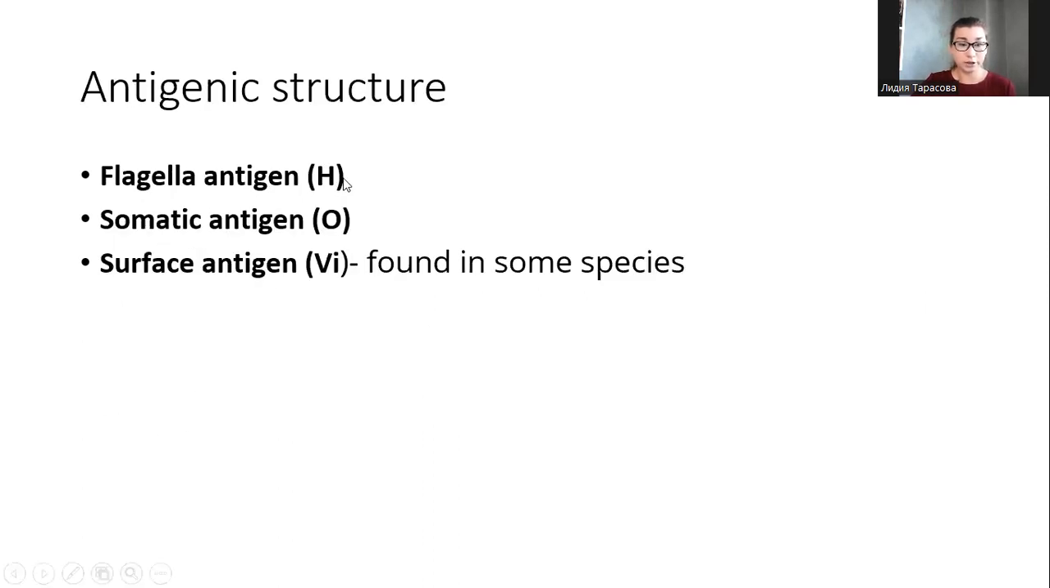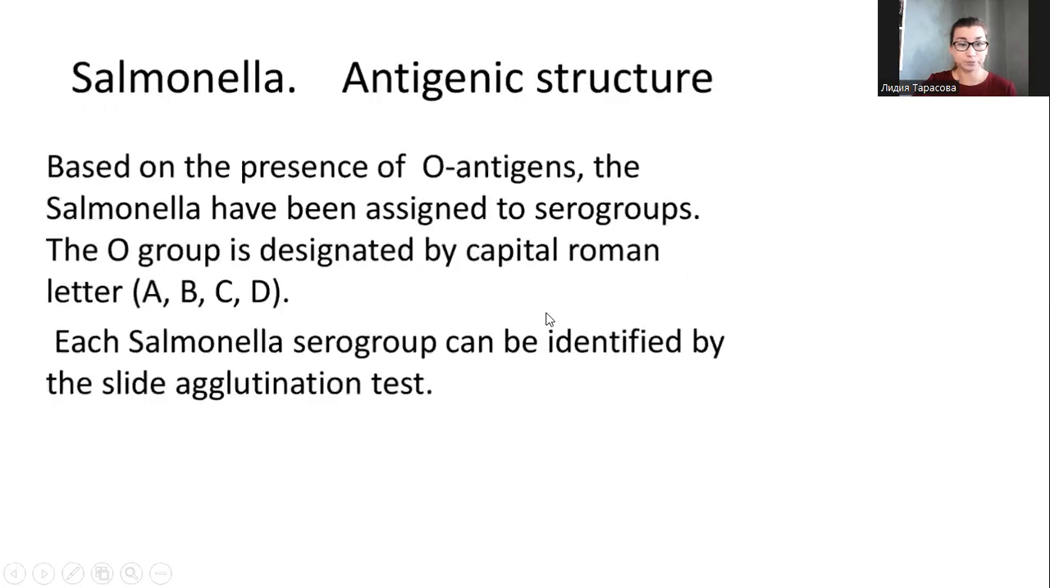Antigenic structure: flagellar antigen H, somatic antigen O, and surface antigen Vi, found in some species. The Salmonella antigenic structure is based on the presence of O antigen. Salmonella have been assigned to serogroups. The O group is designated by capital Roman letters A, B, C, D. So by O antigen, all Salmonella are divided into the four groups A, B, C, D.